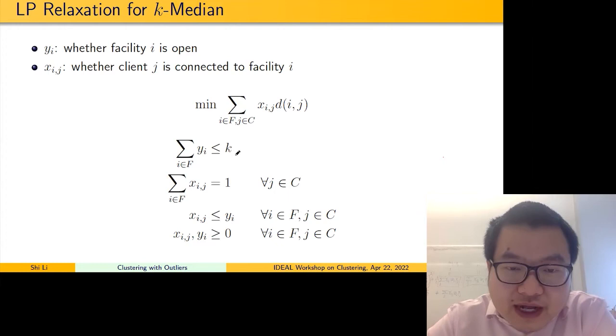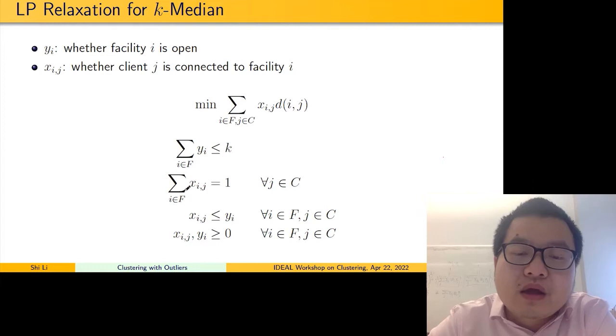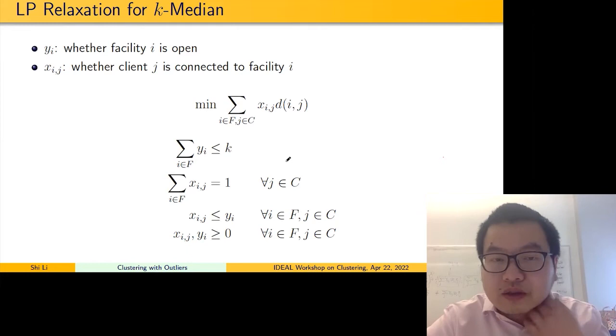So the first constraint says we can open at most k vicinities. The second constraint says every client j should be connected to exactly one vicinity. The third constraint says if you want to connect j to i, then i should be open. So if yi is zero, xij should be zero. And all the variables are non-negative, but you can see that they will always be between zero and one in the linear program. Okay, so this is the linear programming relaxation for the problem.